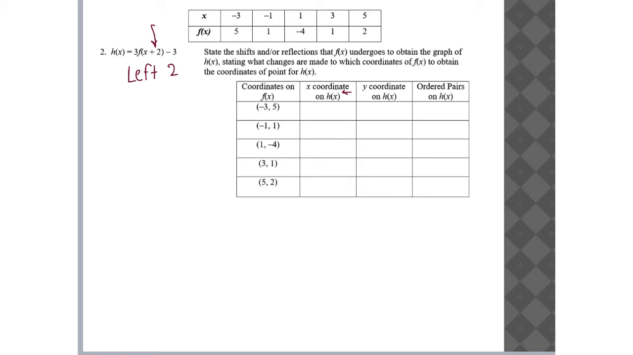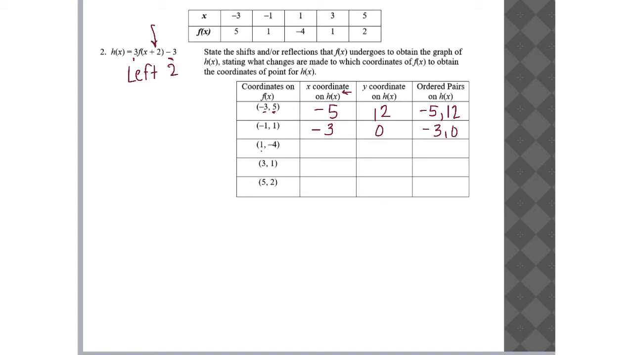So negative 3 minus 2 is going to be negative 5. And our y values, we need to multiply by 3 and then subtract 3. So if I multiply by 3, I get 15. 15 minus 3 is 12. So my new ordered pair is negative 5, 12. All right, so again, for the next one with our x value, we subtract 2. That's going to give me negative 3. And then our y value, we multiply by 3 and then subtract 3. So our new ordered pair is negative 3, 0.